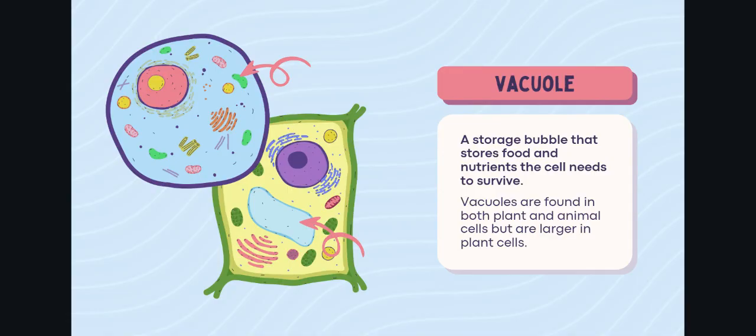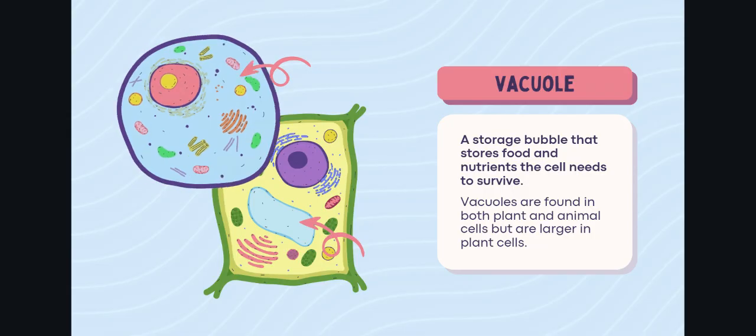What's the vacuole? This is in both plant and animal cells, although animal cells have many small vacuoles, whereas plant cells have one large central vacuole. So vacuoles are found in both, but they are larger in plant cells. The vacuole is a storage bubble, a fluid-like pack that stores all the nutrients, waste, and other materials that the cell needs to survive.